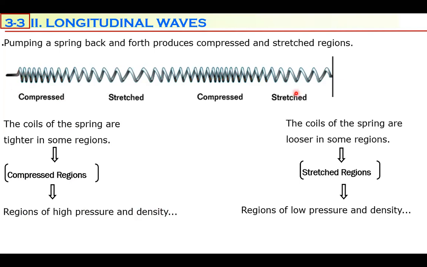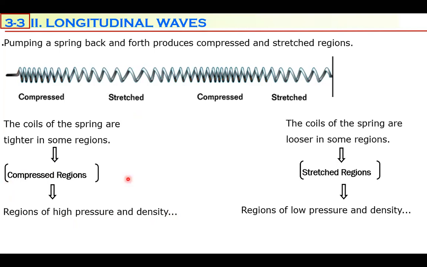In stretched regions, the coils of the spring are looser, here and here. These regions are called stretch regions because the coils are farther apart. These regions have low pressure and low density. So regions of low pressure and density are called stretch regions, and regions of high pressure and density are called compressed regions.